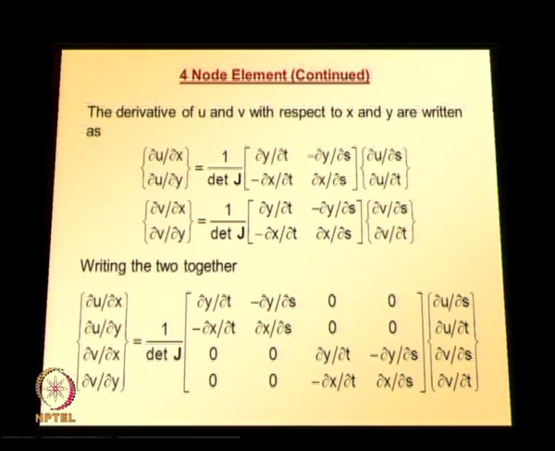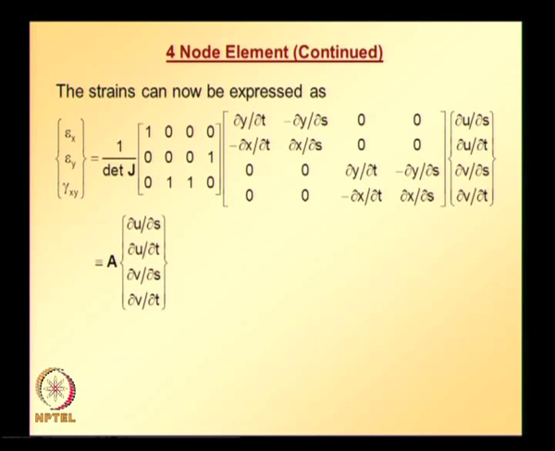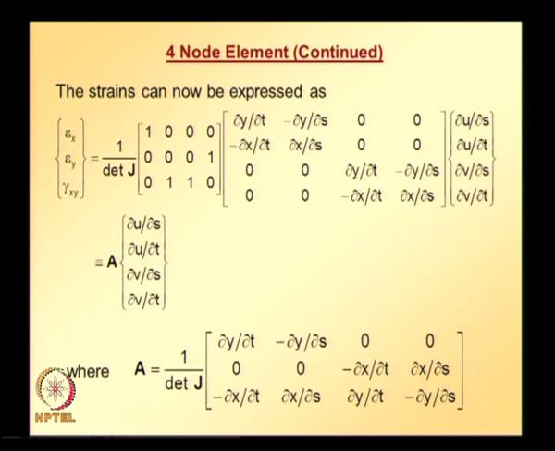So, now once we have that information, strains, we know the definition of strain, and we just found the derivatives of displacement components with respect to x and y. So, we can plug that in and rearrange the equations, and finally we get this, where A is a matrix which is defined like this.